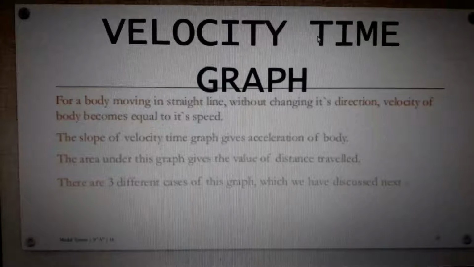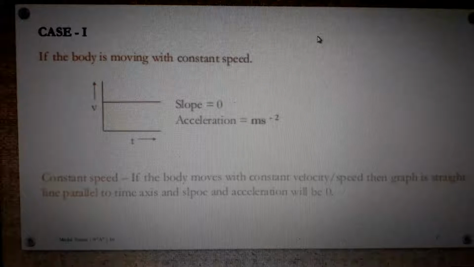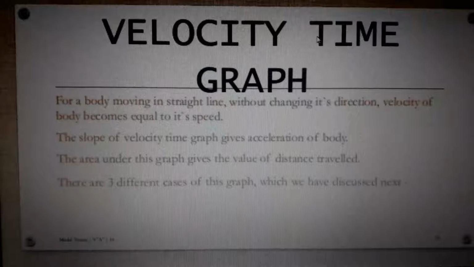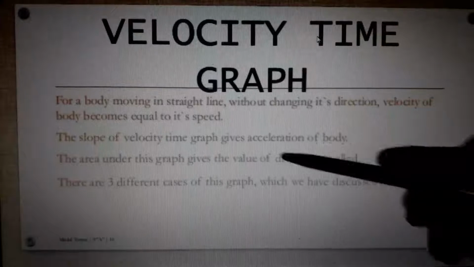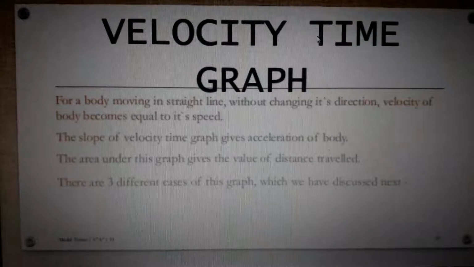The slope of the velocity time graph gives the acceleration of the body. See, first we will discuss the graph. In this case, from the slope of the velocity time graph, what value are we getting? We are getting the value of acceleration. From the distance time graph, what value are we getting? We are getting the value of speed. From the displacement time graph, what value are we getting? We are getting the value of, of course, velocity.